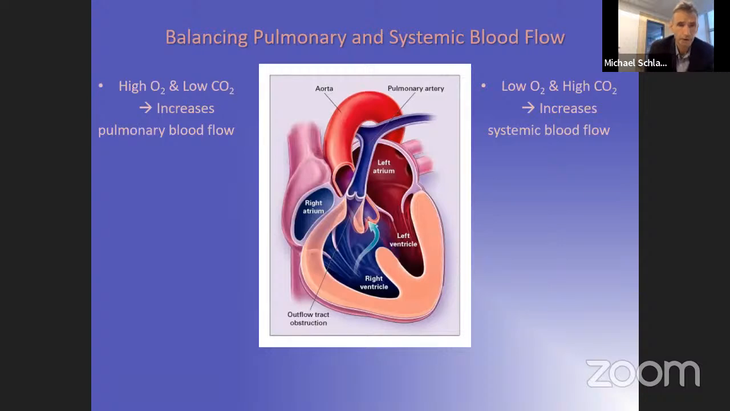High inspired oxygen and hyperventilation resulting in low CO2 will increase pulmonary blood flow, and low inspired oxygen and hypoventilation resulting in high CO2 will increase systemic blood flow. These are the principles, this is the core principle of managing patients with congenital heart disease. And that has to be ingrained in anybody who takes care of congenital patients.